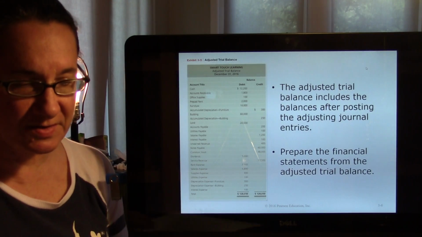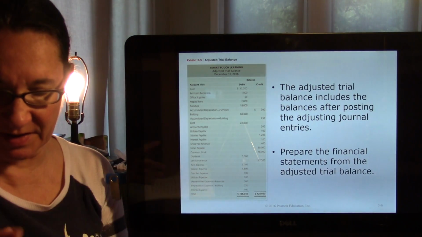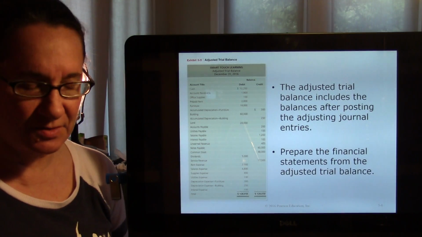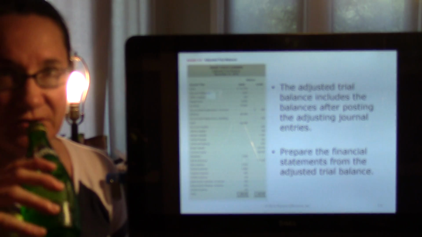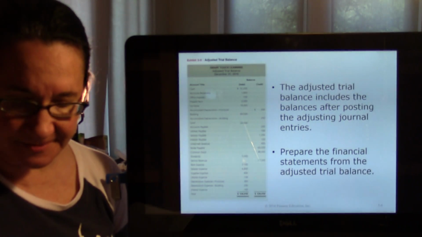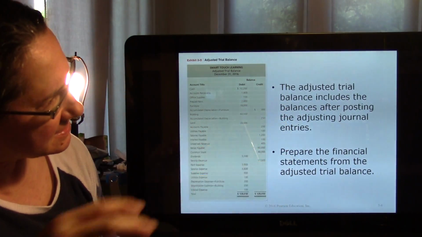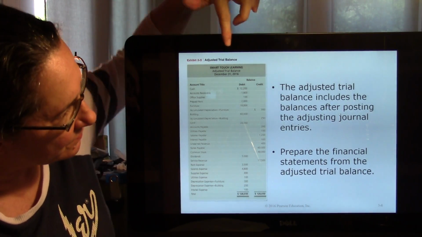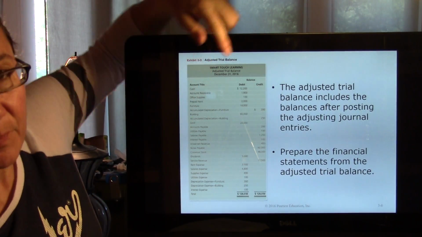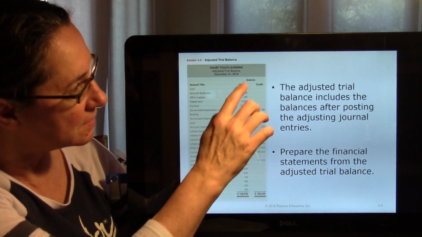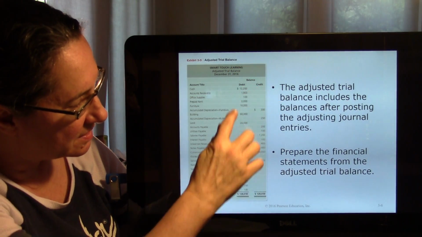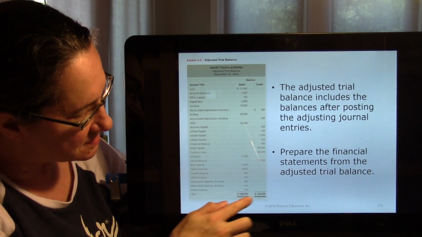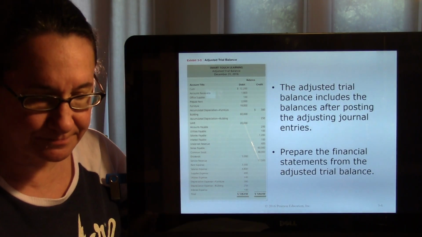All right. So here's an example of an adjusted trial balance. It looks like the trial balance, doesn't it? So the unadjusted trial balance, we did some adjusting entries, now we're doing an adjusted trial balance. If you look at this example, you'll see that the adjusted trial balance includes the balances after they're posted. So again, all your accounts in their specific order they go in. The accounts that are normal debits are in the debit column. The normal credits are in the credit column. And you'll see my debits equal my credits here.